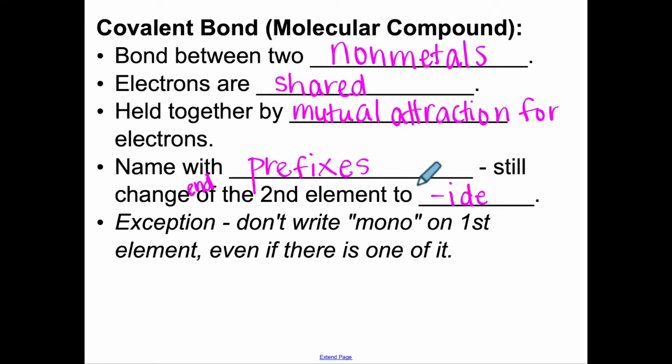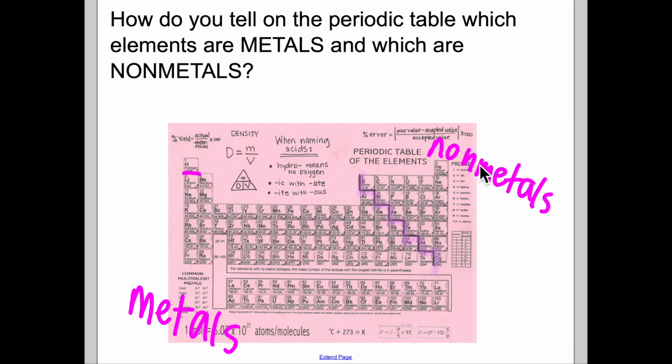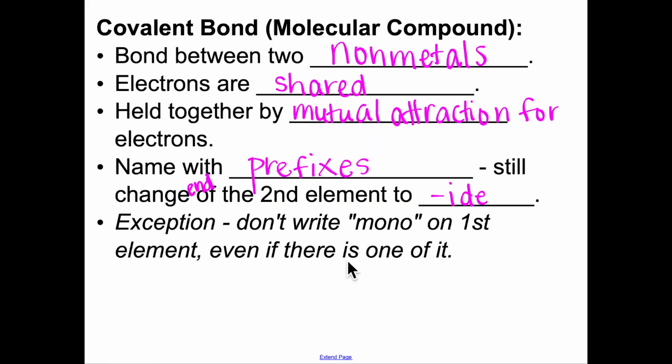You're going to have to use a list of prefixes, which you will find on the periodic table right over here. So I gave you that list of prefixes on the periodic table, so you're going to need to use those prefixes. And then the last thing you need to know is that there is an exception, and that is that you don't write mono on the first element, even if there's a 1 on it.